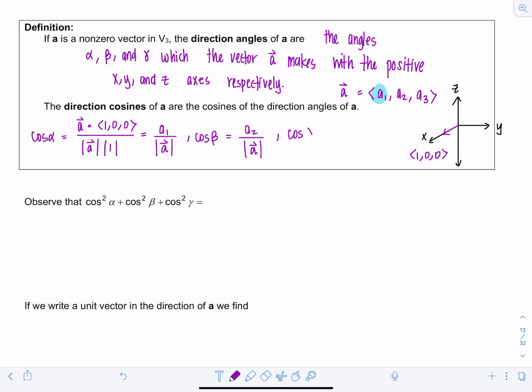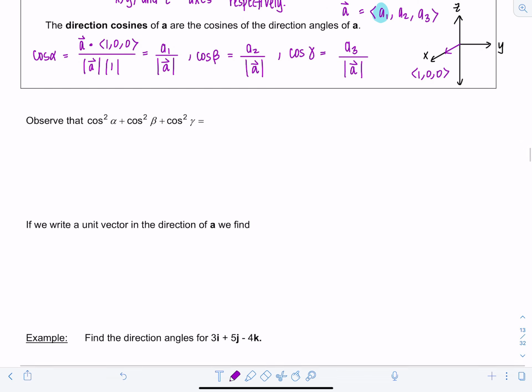And then lastly, cosine of gamma, you would have A dotted with (0, 0, 1), so you would be left with A3 in the numerator over the magnitude of A. All right? Very good. Now notice if I have cosine squared alpha plus cosine squared beta plus cosine squared gamma.